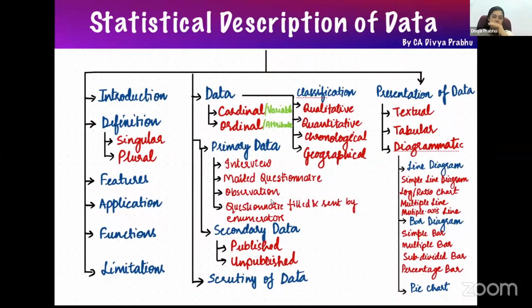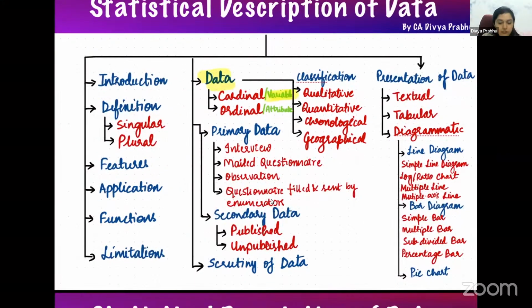Now, just because this is a theory chapter, don't make the mistake of skipping it, because at least 6 to 8 marks you can actually expect from this chapter. So, statistical description of data. What is important is one thing. See, data can be what? Variable. It can be attribute.